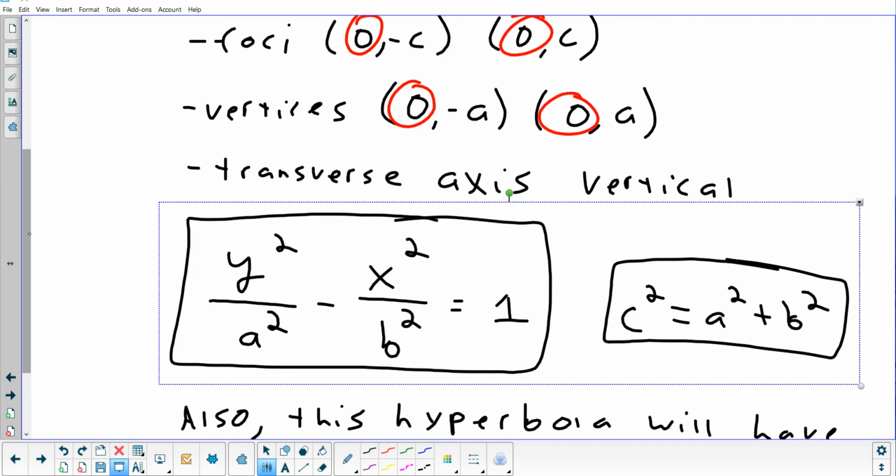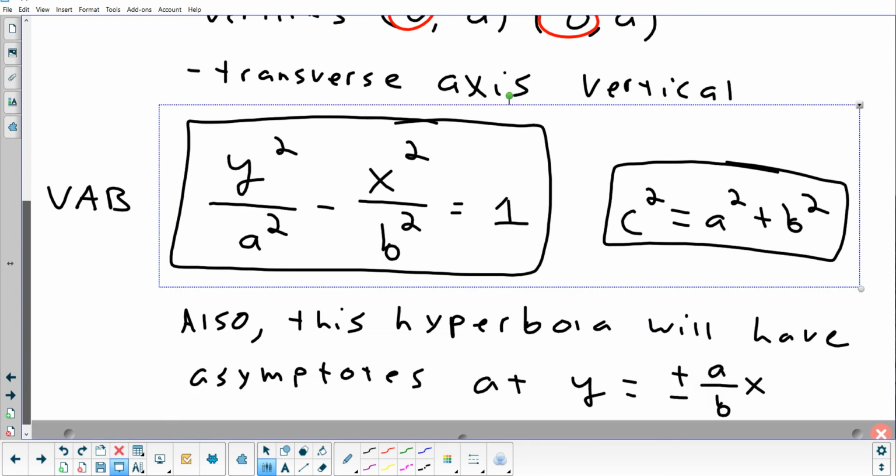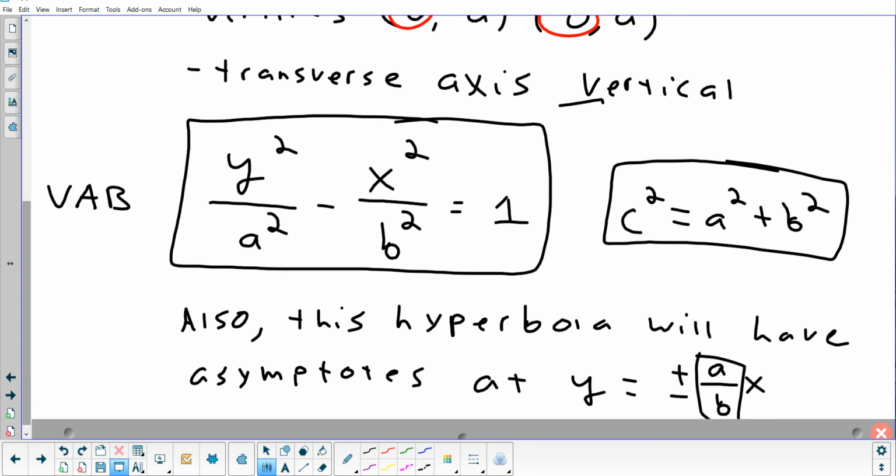So this time, the slope is going to be, for vertical, A over B. So if you remember that, vertical A over B, plus or minus. When the transverse axis is vertical, the slope is A over B. No need to worry about a y-intercept because it's still at the origin, so it would just be like a plus 0.